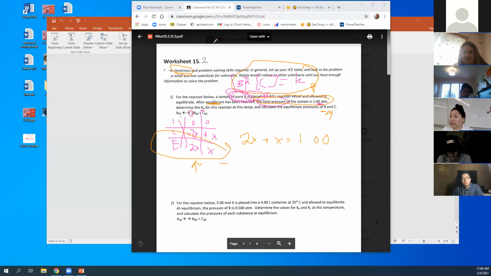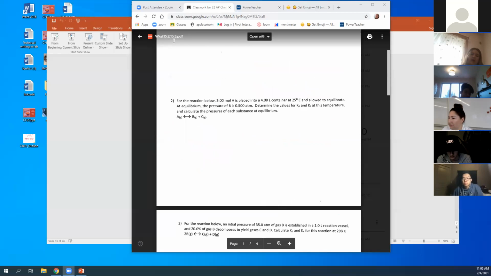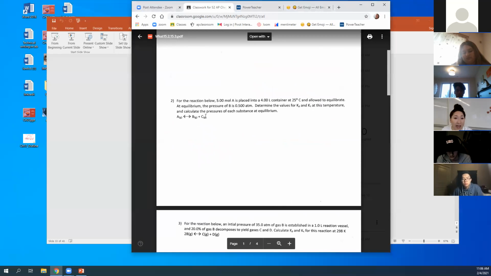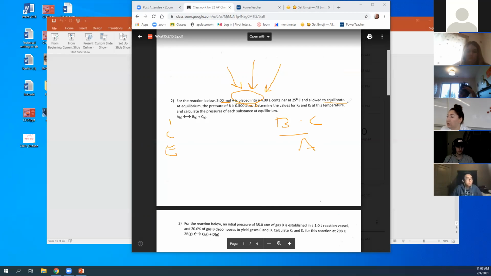So they're all going to be a little different. That's why there's only like a few problems for each one. So like this one says, okay, here's your equation. They're all gases. So it looks like it's 1 to 1 to 1. For the reaction below, we have 5 moles is placed. Oh, I'm already knowing we got an ICE table going on. And I'm just going to go ahead and write I, C, E. What do we got? B times C over A. Allowed to equilibrate. Again, this is I. So we have I for A, if that makes sense.